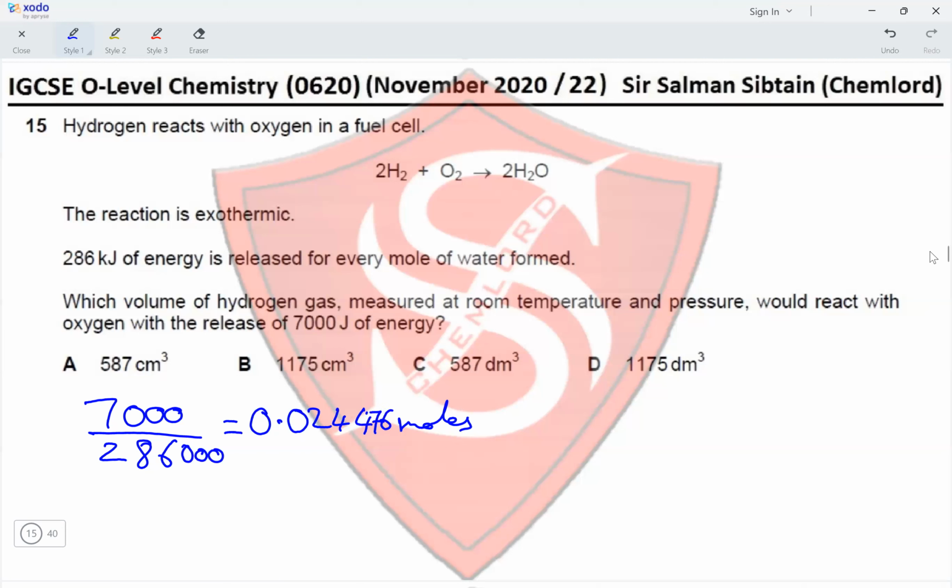0.024476 moles. This is because the energy release is in joules and the 286 value is given in kilojoules. So we convert both into joules. So this will give us the number of moles of hydrogen gas.